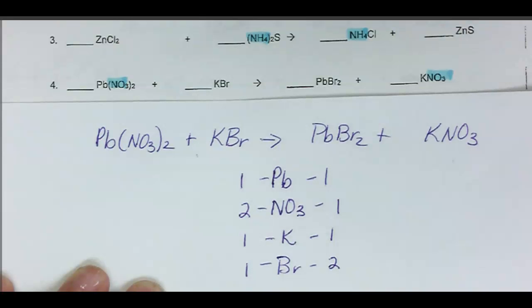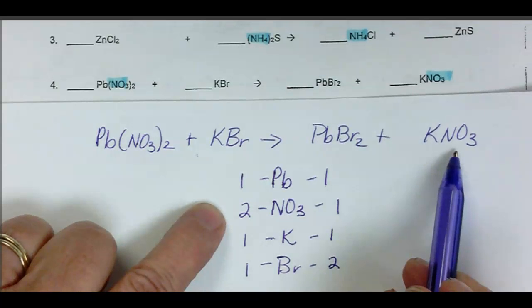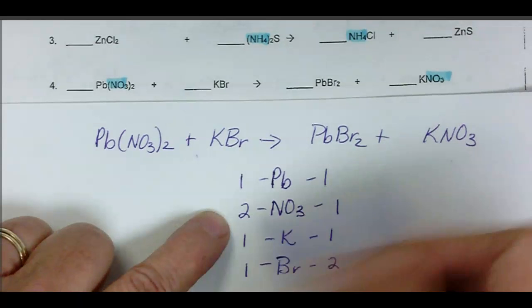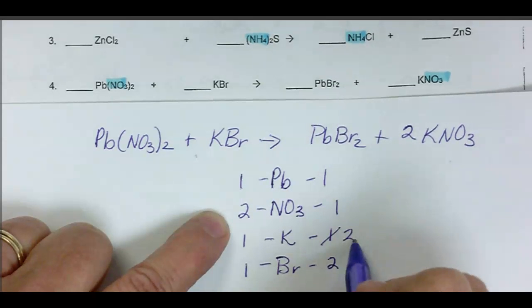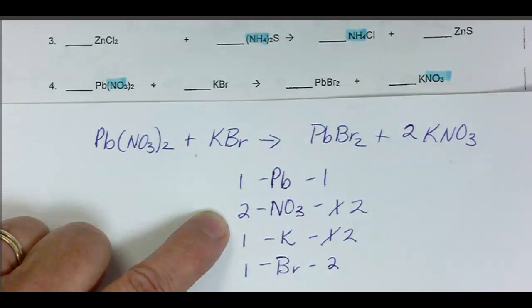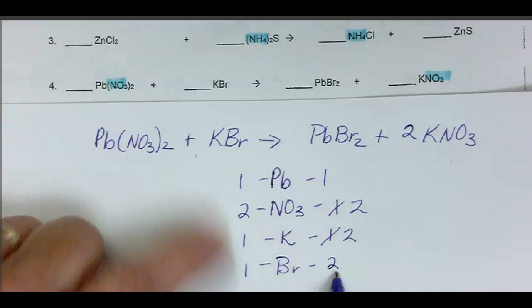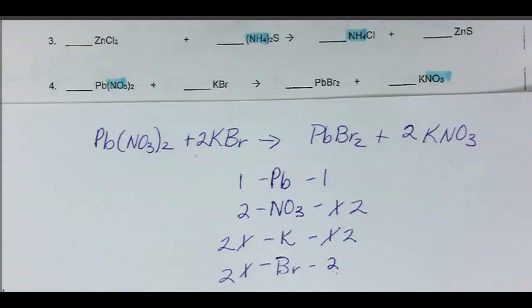So you could kind of start wherever you want. I think I'm going to start, let's see, I need another nitrate over here, but I need another bromine over here. So I'm going to go ahead and start here. It doesn't really matter. I'm going to put my 2 here. So that means I'm now going to have 2 potassiums and 2 nitrates. That's going to fix my nitrates. I still need to fix potassium and bromine. They're together over here. So if I put a 2 here, that's going to get me 2 potassiums and 2 bromines. Okay, looks like that worked.